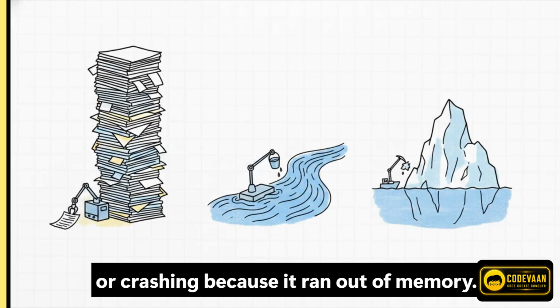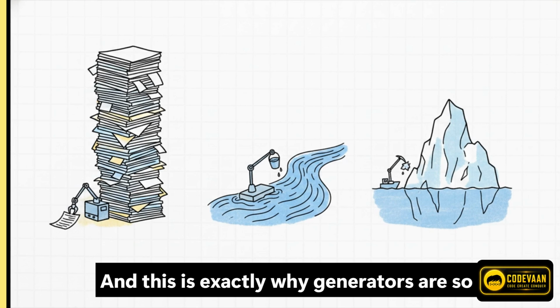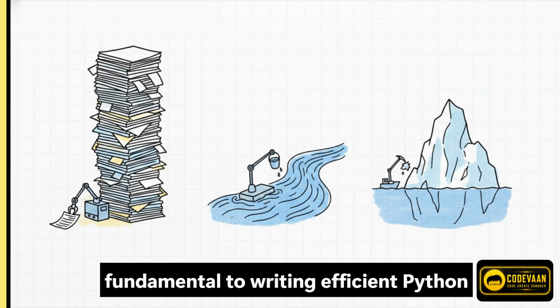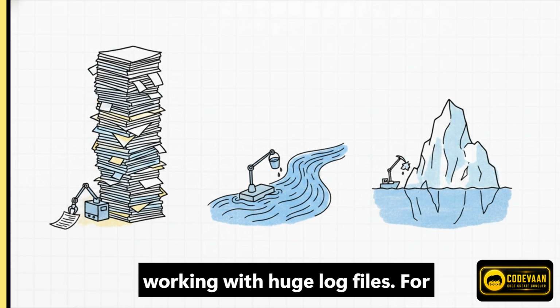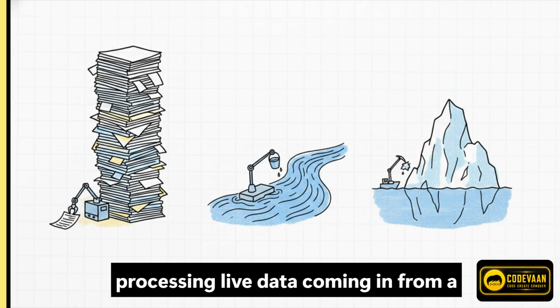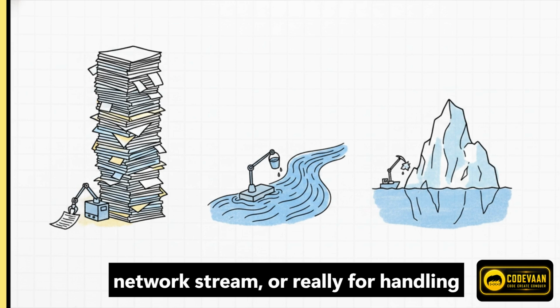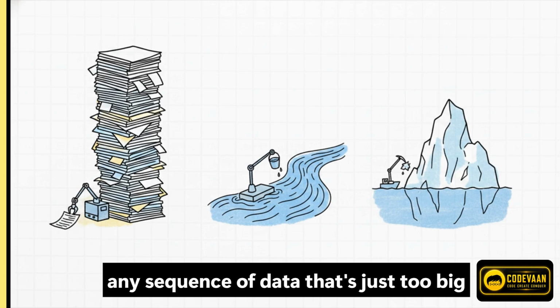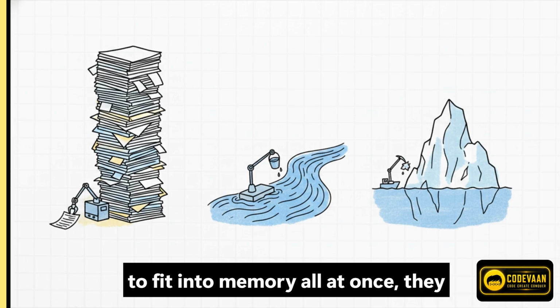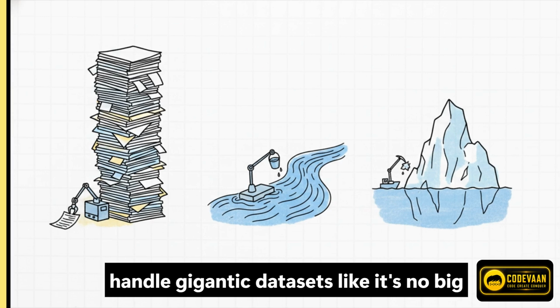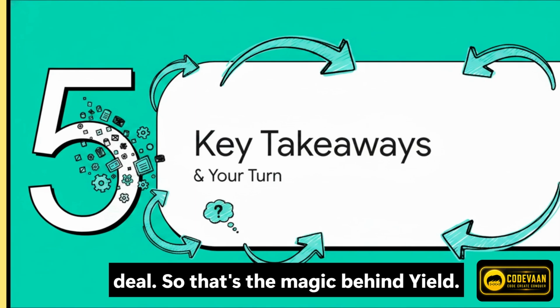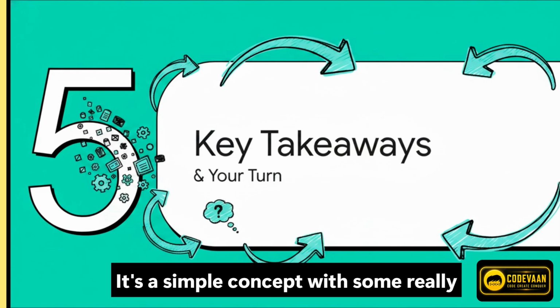And this is exactly why generators are so fundamental to writing efficient Python code. They are the perfect go-to tool for working with huge log files, for processing live data coming in from a network stream, or really for handling any sequence of data that's just too big to fit into memory all at once. They let you write clean, simple code that can handle gigantic data sets like it's no big deal. So that's the magic behind yield. It's a simple concept with some really powerful implications.